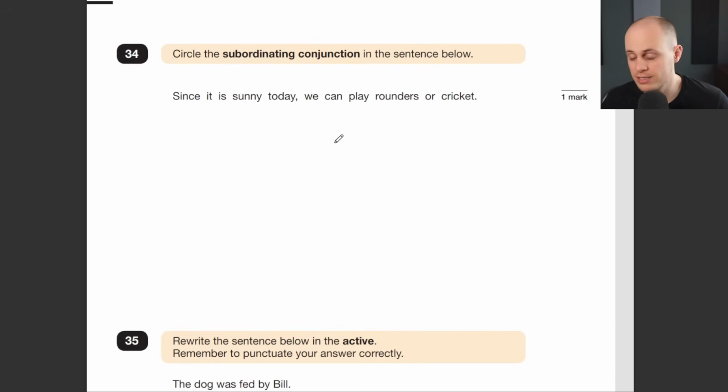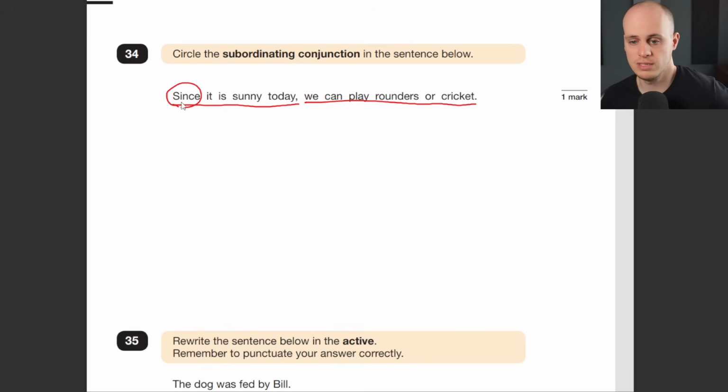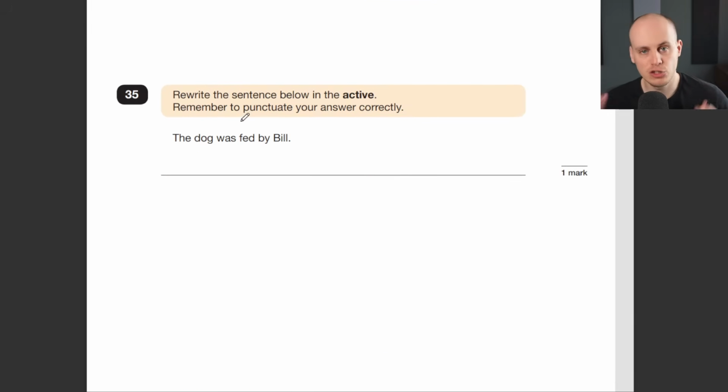Number 34, circle the subordinating conjunction in the sentence below. So again, going back to knowledge from before, subordinate conjunctions are used to start subordinate clauses, the bit that doesn't make sense in the sentence. So here's our main clause. We can play rounders or cricket, and here's my subordinate clause. Since it's sunny today, doesn't make sense by itself. Therefore, the starting word is my subordinate conjunction, since. It's a conjunction, and it starts the subordinate clause. Some of these things, when you start to compound your knowledge of stuff, it becomes really easy.